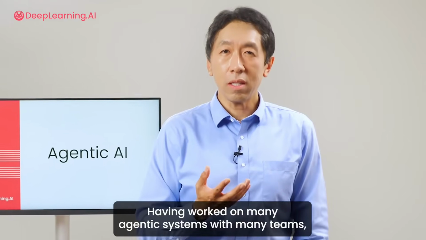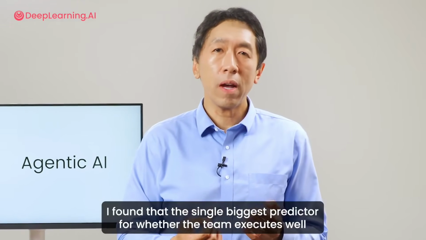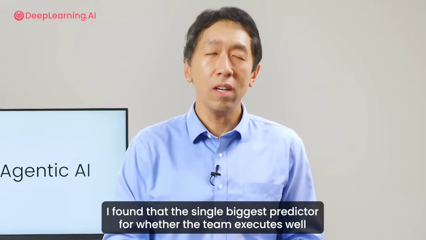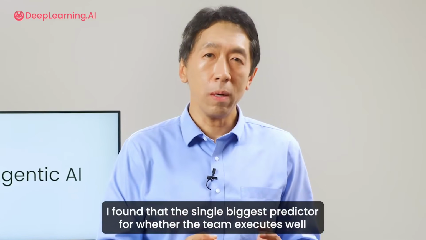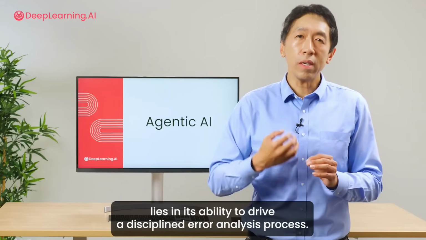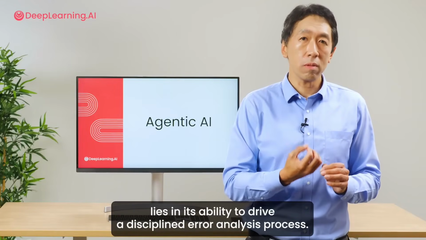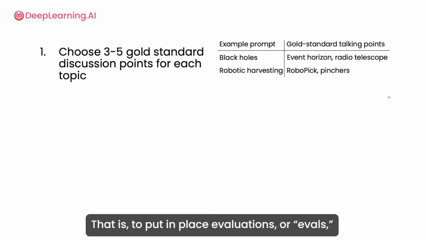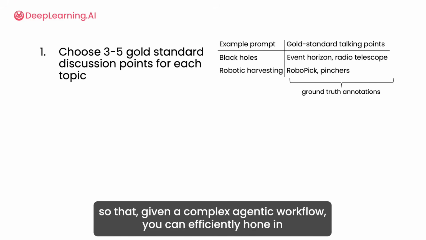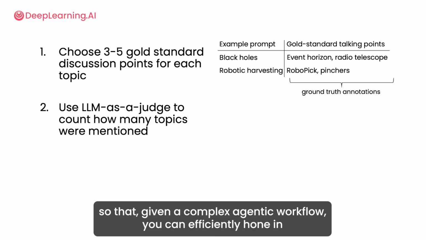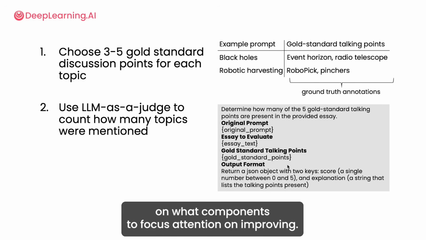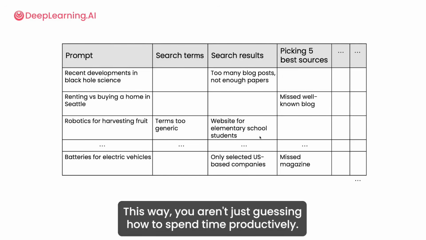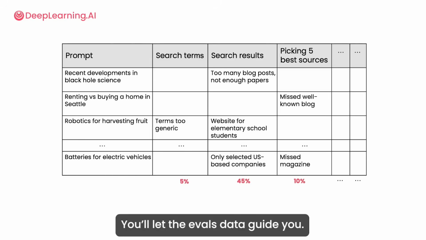Having worked on many agentic systems with many teams, I found that the single biggest predictor for whether the team executes well lies in its ability to drive a disciplined error analysis process. That is, to put in place evaluations or evals so that given a complex agentic workflow, you can efficiently hone in on what components to focus attention on improving. This way, you aren't just guessing how to spend time productively. You let the evals data guide you.